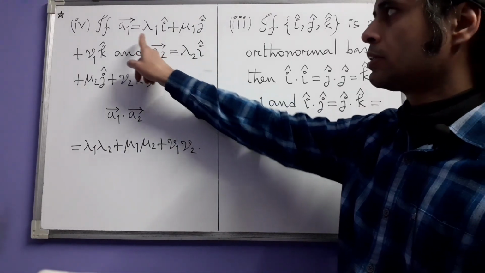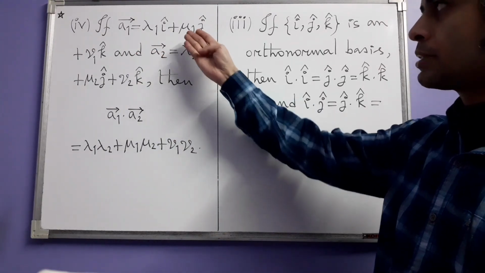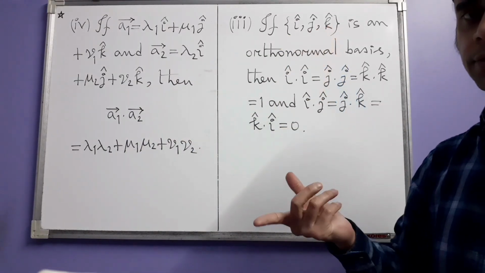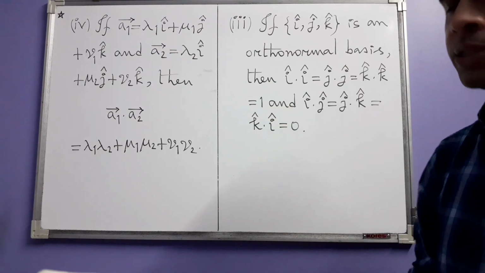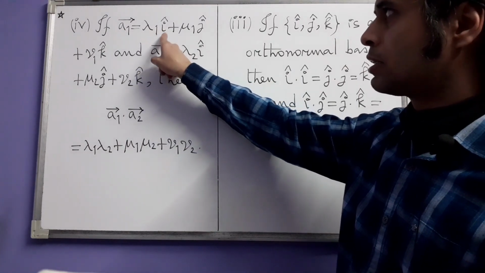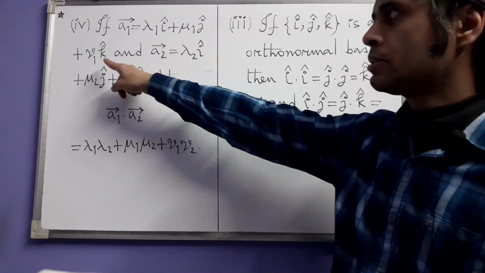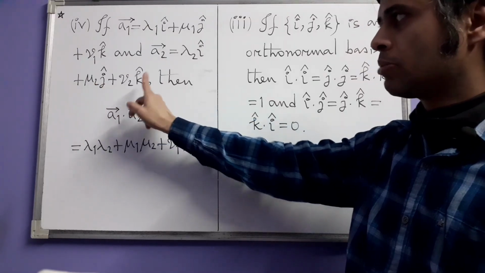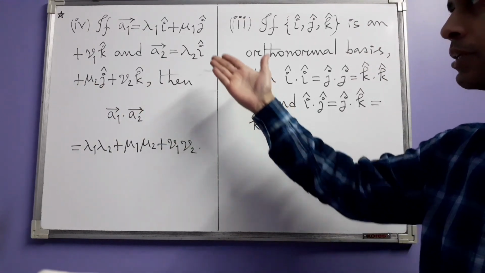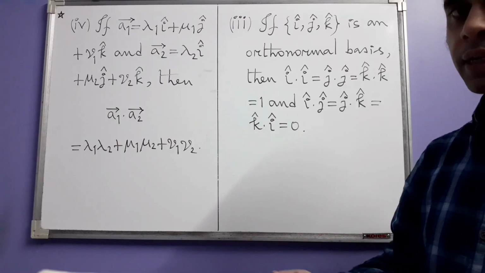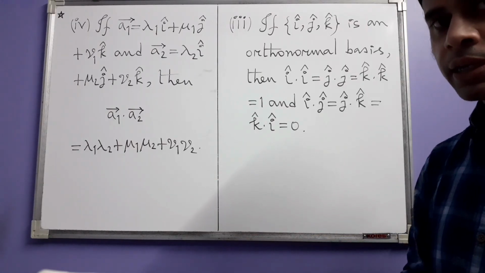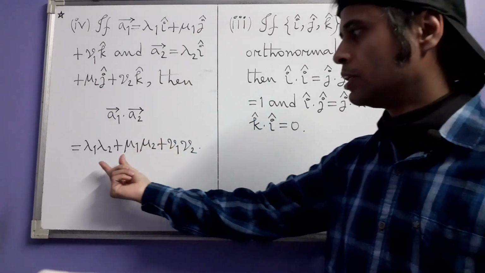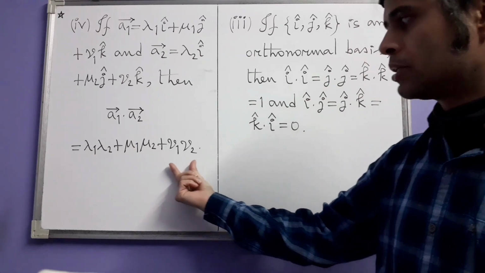Say you have two vectors a1 and a2, each one of them expressed as a linear combination of basis vectors, where the basis is an orthonormal basis. In this way, lambda 1 i hat plus mu 1 j hat plus nu 1 k hat, that is a1, and a2 is lambda 2 i hat plus mu 2 j hat plus nu 2 k hat, where you understand that all these lambda, mu and nu are real numbers. Maybe negative, but they are real numbers. Then the dot product, the scalar product of a1 and a2 is lambda 1 lambda 2 plus mu 1 mu 2 plus nu 1 nu 2.